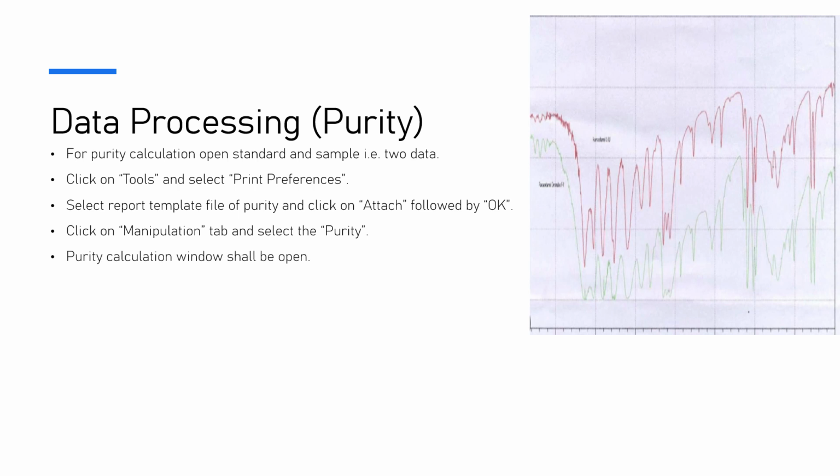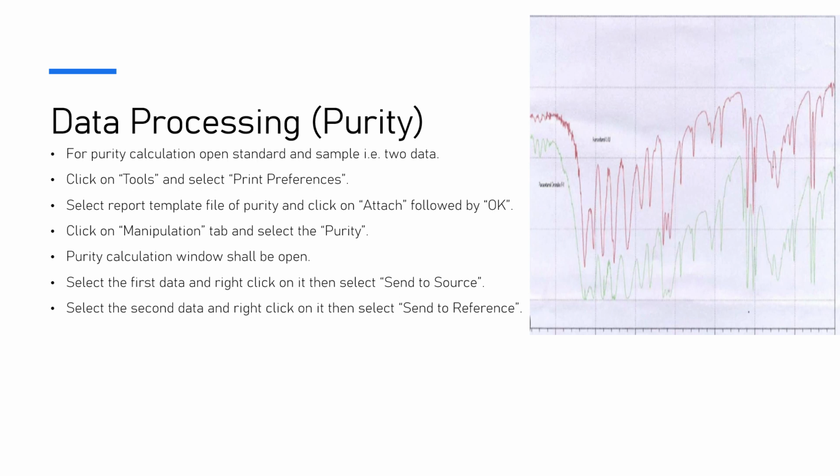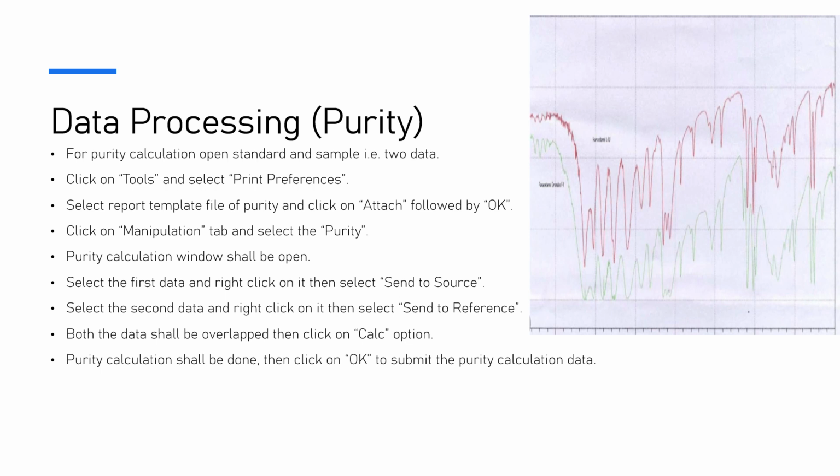Then the purity calculation window shall open, and you need to select the first data, that is, the standard, right click on this first data and select the option send to source. Then select the second data, that is, the sample, right click on it and select the send to reference option. After that both the data shall be overlapped; then click on the calculation option. The purity calculation shall be done; then click on OK to submit the purity calculation data.